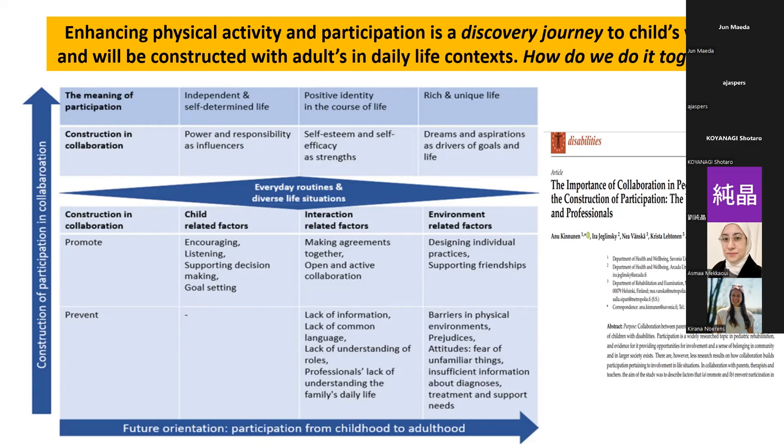And in my research, we found key elements of how we should construct the collaboration. There are child-oriented factors that we should focus on: how we encourage, how we listen to our children, how we support decision-making and goal setting, how we make agreements together, agreements with the child and with adults, and of course, among adults also. What kind of atmosphere we have in our collaboration, how open and active our collaboration is, and how we design individual practices, how we support the friendships.